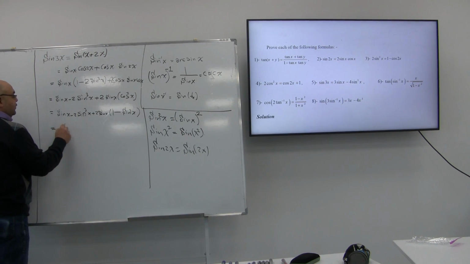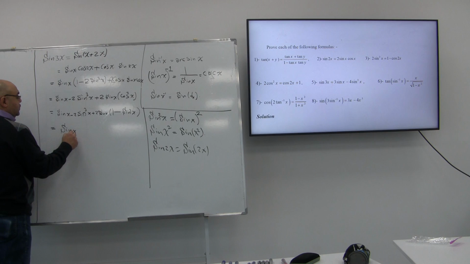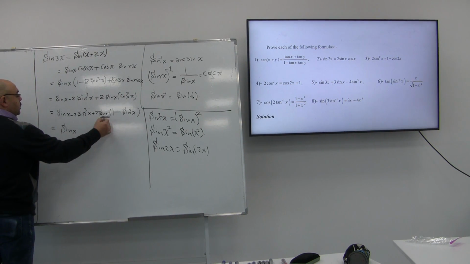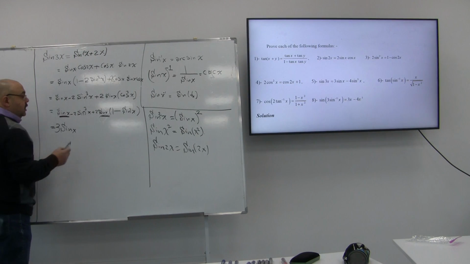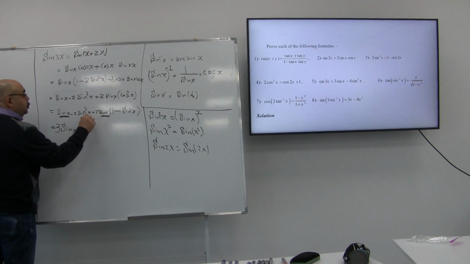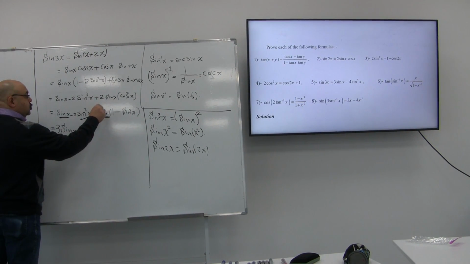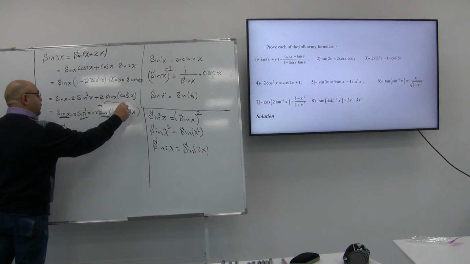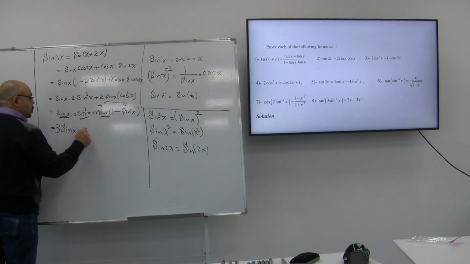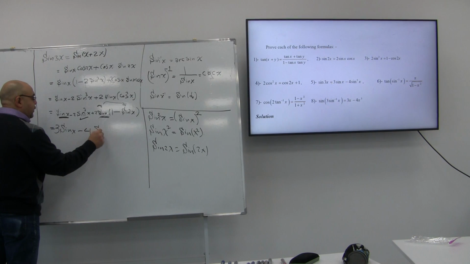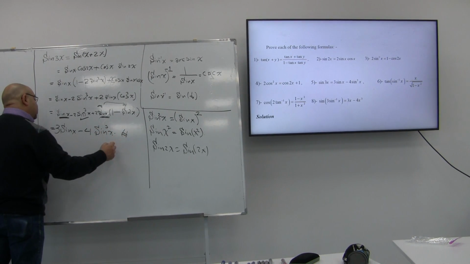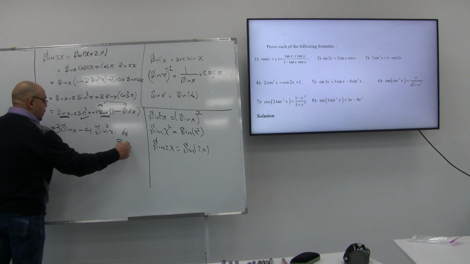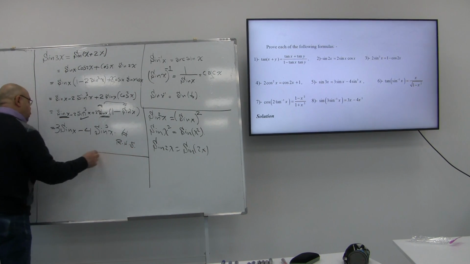So I will have sine of x: this is 2 sine, and this is 1 sine, so it comes up to 3 sine x. This is negative 2 sine cube, and this is 2 sine multiplied by sine square. Gathering them together leads to minus 4 sine cube of x, which is exactly equal to the right hand side. Any questions?